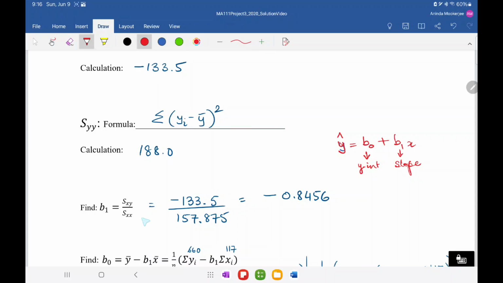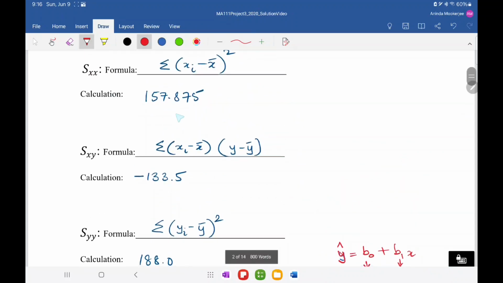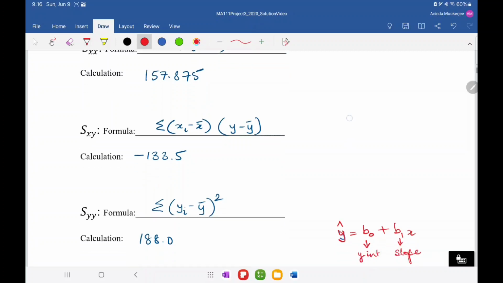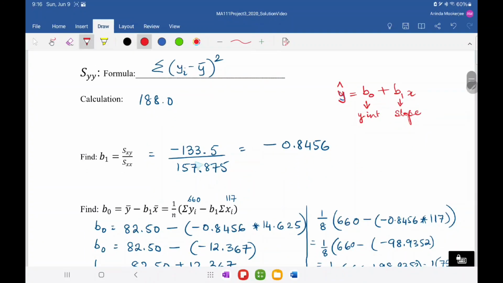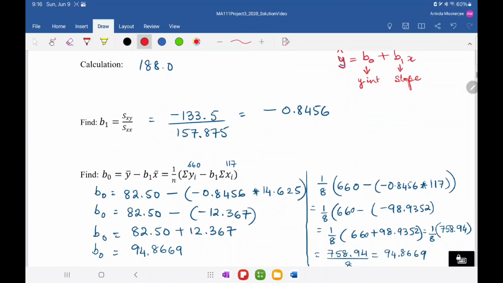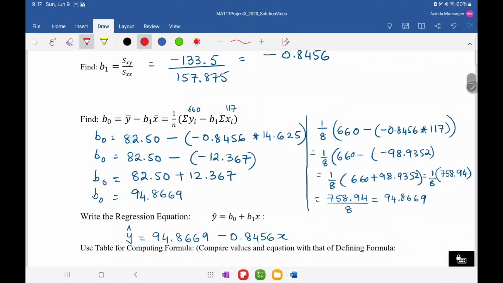That's what we have here. And s sub xx is the one up here, 157.875. All right, so 157.875 gives us the slope value of negative 0.8456. Sorry, negative 0.8456. I don't know if I misspoke earlier, but it's negative 0.8456, and that's the value of the slope. Now we have to find the value of the y-intercept using one of these formulas.